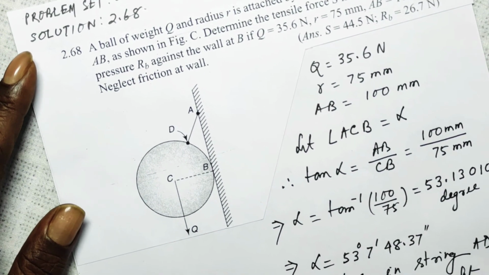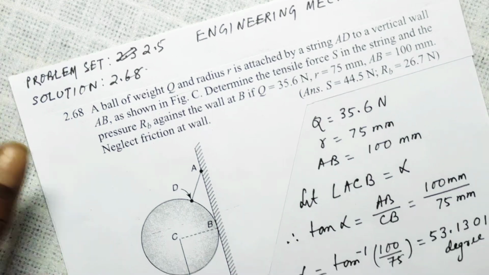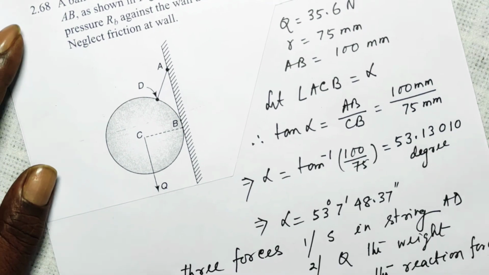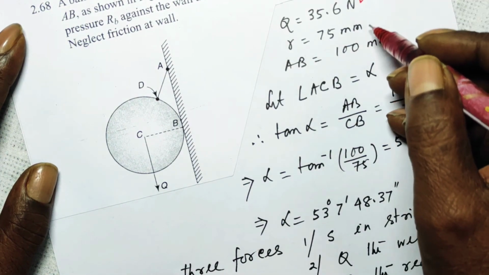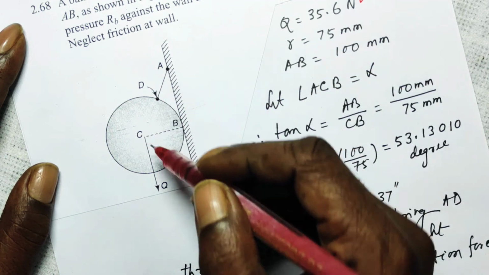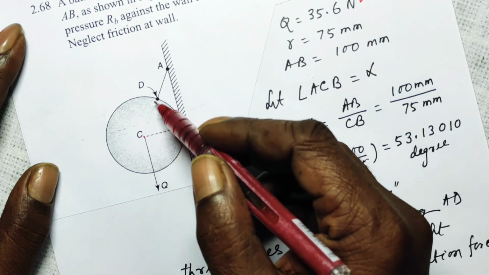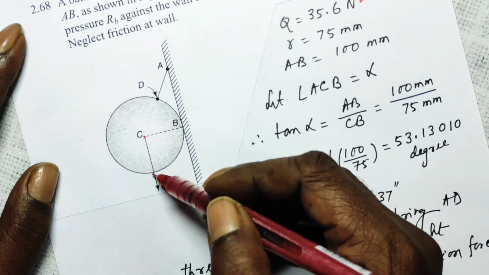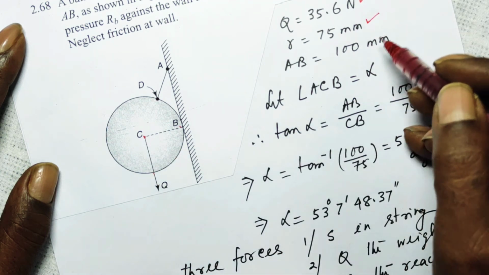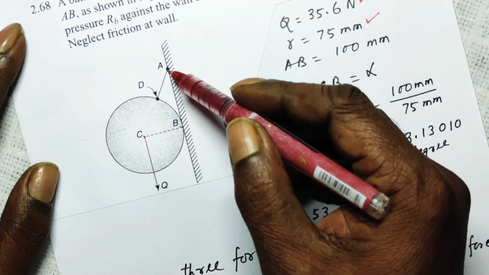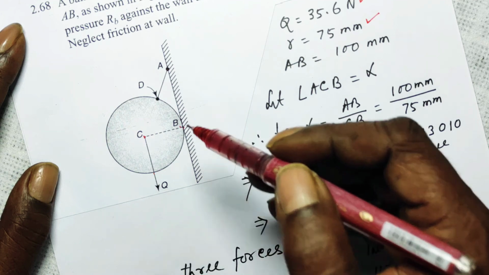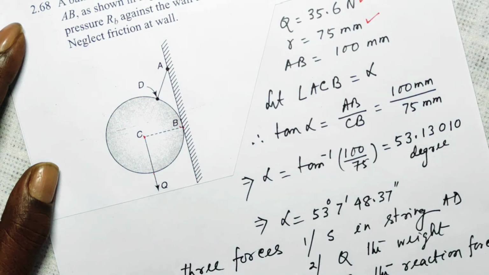Now look, what is given, the data given are Q is equal to 35.6 Newton. R, the radius, that is from C to B or from C to D or from C to this point, is 75 mm. AB, the distance between this point and the point where the ball is touching the wall, is 100 millimeter.